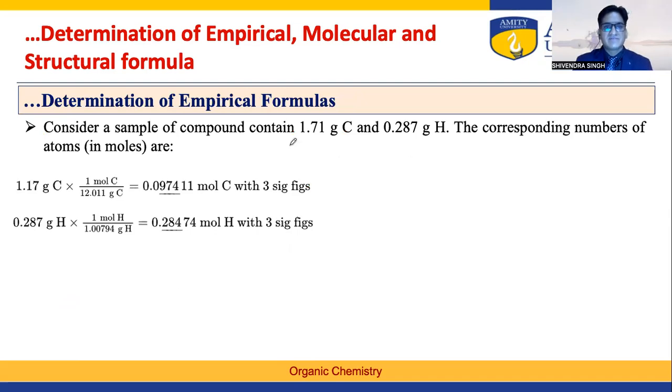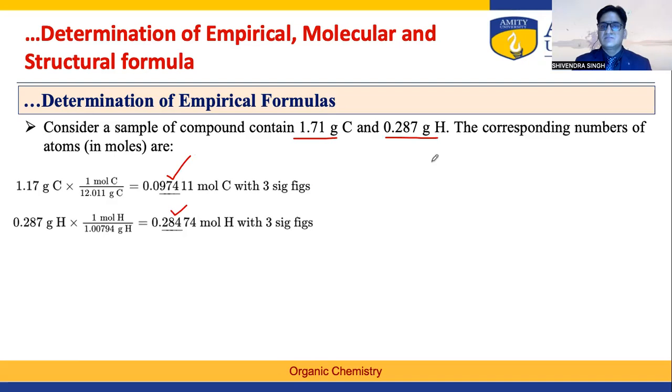For example, we have this question: we have 1.7 gram of carbon and 0.287 gram of hydrogen. Then we have to find out the empirical formula. We know that the atomic mass of carbon is 12, so we have to divide this weight by the atomic weight, 1.7 by 12. The atomic weight of hydrogen is 1, so this is 0.287 by 1. So we will have these digits: 0.0974, and then 0.284 for hydrogen.